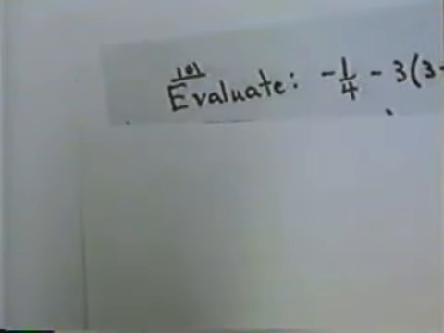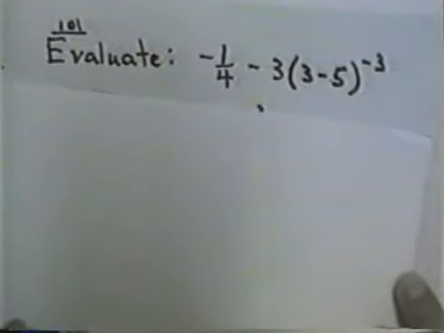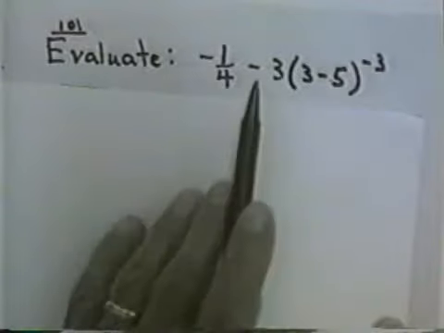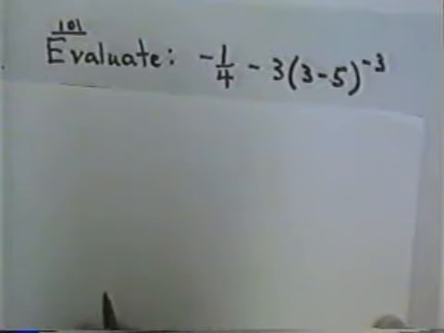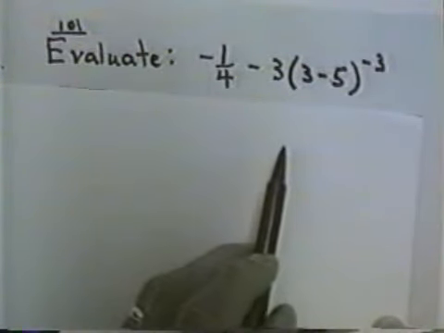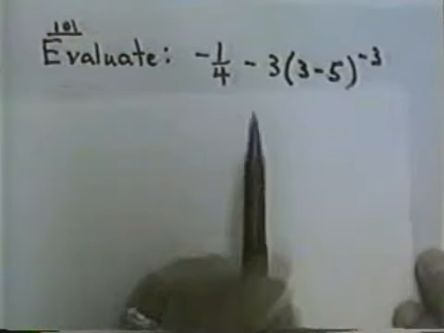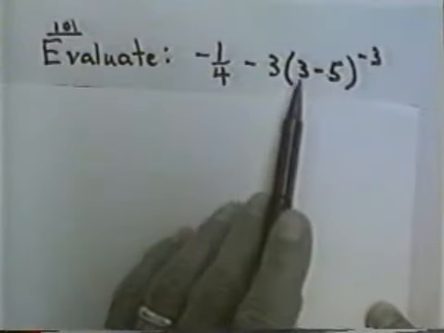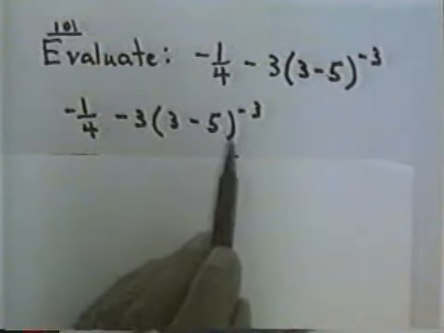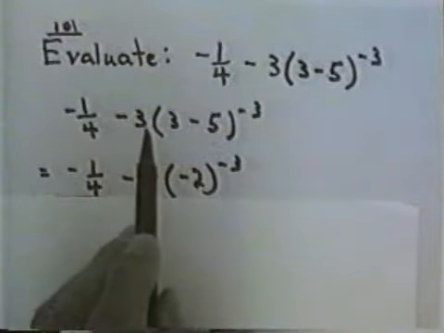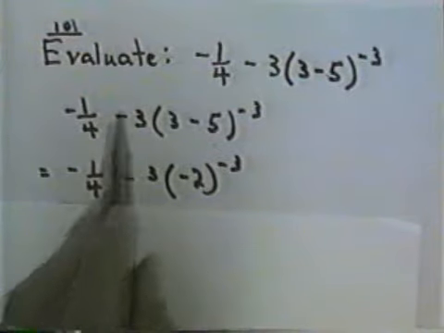Let's look at another one. Let's evaluate -1/4 subtract 3 times 3 minus 5 to the -3 power. According to the rule for the order of operations, I work inside symbols of inclusion first. So first I do the 3 minus 5. I copy everything else down exactly the same. And all I've done here is recopy the problem. So -1/4 subtract 3 times 3 minus 5 to -3 is equal to -1/4 minus 3.